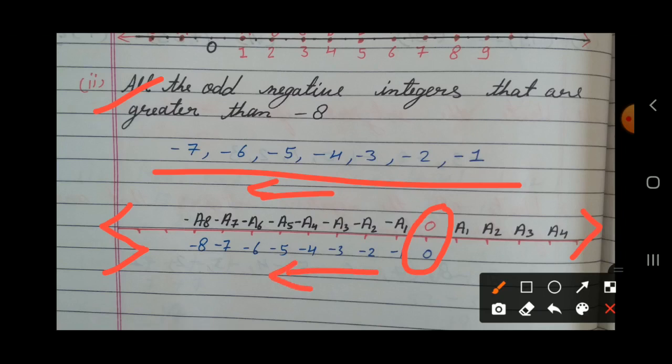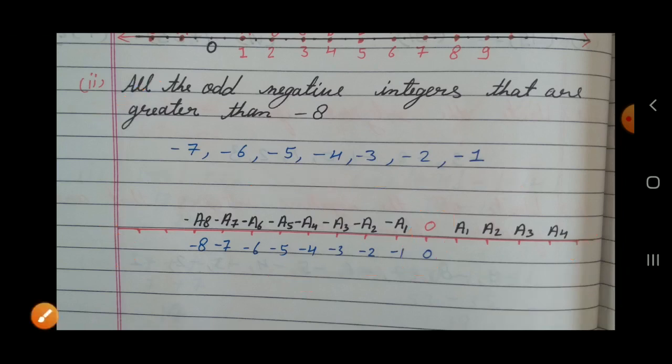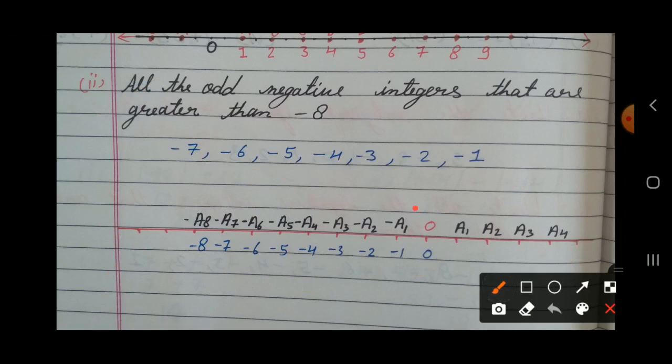And odd ones we have to find. First we will take A1, second A3, A5, A7 with negative sign. These are the odd negative integers. Third and fourth, try yourself.